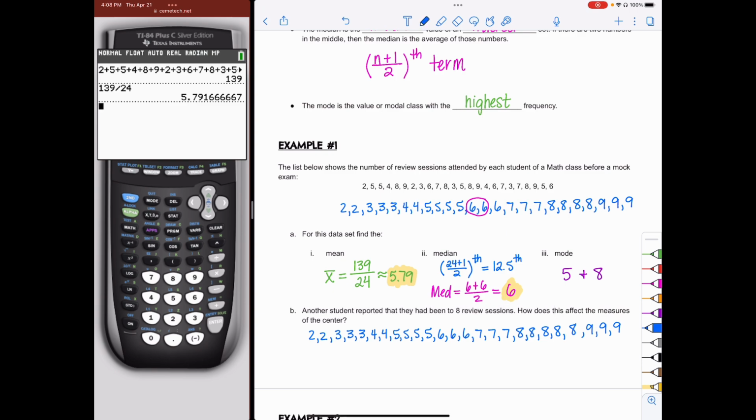Because I have that other 8 added in, I can go back and check my mean. If I know that the previous sum was 139, I'm going to have 139 plus 8 now, which brings it up to 147. If I divide 147 by 25, because it's 25 numbers now, I will end up getting 5.88. So as you can see here, the mean increased.